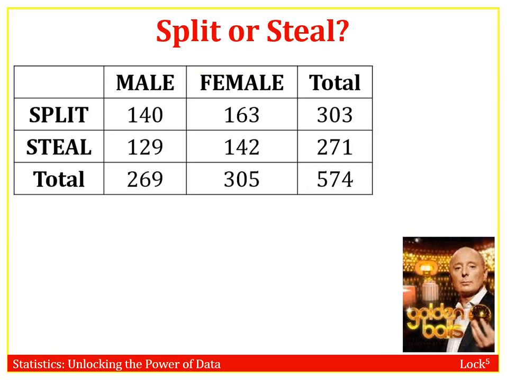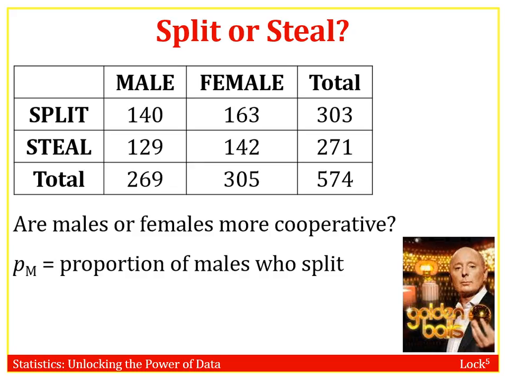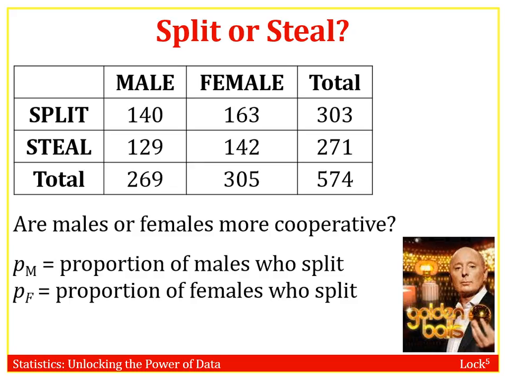So the game show's been going on for a while, and here's the data of what's been happening, whether they're splitting or stealing, broken down by gender. So are males or females more cooperative? We're going to use P subscript M for our proportion of males who split, and P subscript F for the proportion of females who split.